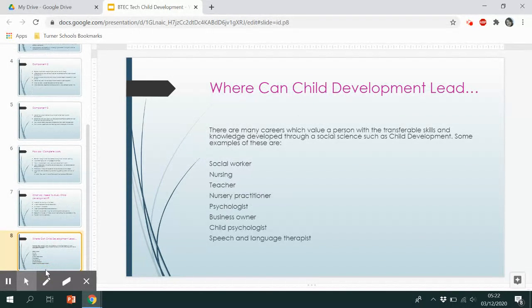Finally, you'll want to know where it can take you. So child development, like any other social science, is a course which builds skills and abilities in a person. These skills are transferable to many different careers, but lots of children that I have taught in the past and Mrs. Morgan have gone on to become social workers, nurses, teachers, nursery practitioners, psychologists, children's psychologists, business owners such as nursery owners or childminders, and speech and language therapists.